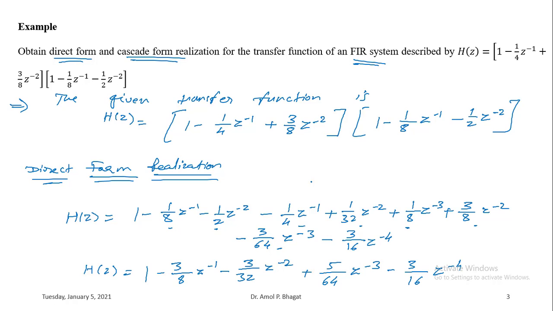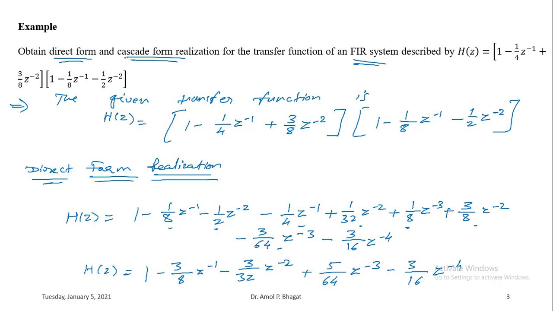Another realization that we have to obtain here is in the cascade form. So let's see the cascade realization of the given transfer function. For cascade realization we'll use this H of z as it is, because it is already given in the two multiplication form, and for cascade realization we'll be connecting systems in series, right? So we'll require terms in multiplication form. So we'll use this transfer function as it is.